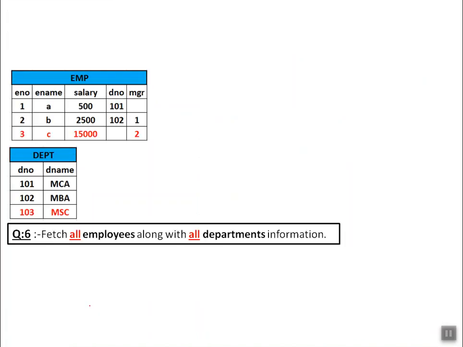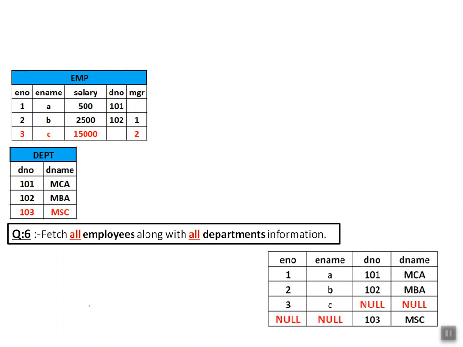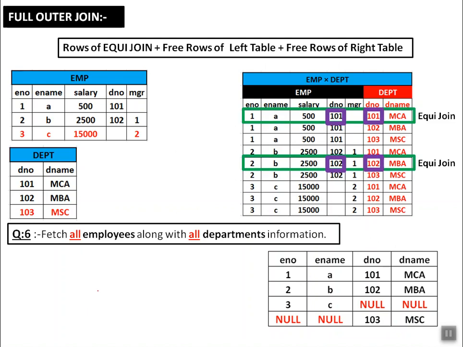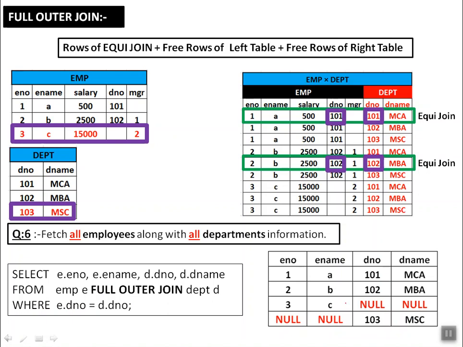Next, at times you require both free employees and free departments. In such a case, full outer join. Rows of equi-join plus free rows of the left table plus free rows of the right table. For the left table, right table information will be null. For the right table, left table information will be null. That is called full outer join.